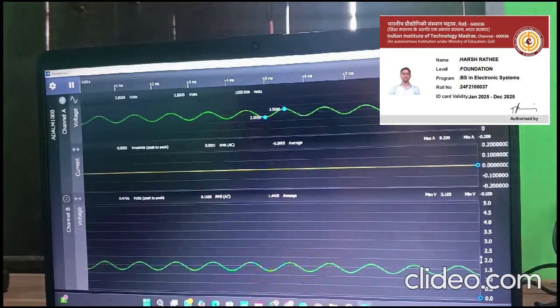Now we will see the output at VB. This is the output at VA. Now this is our output at VB. This is also nearly the same.